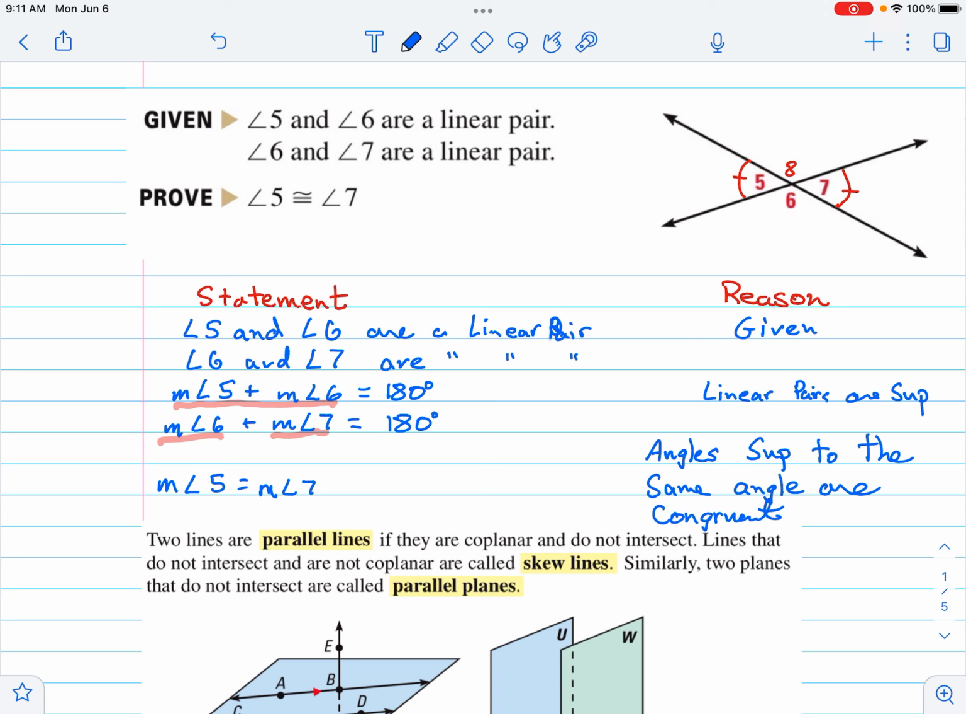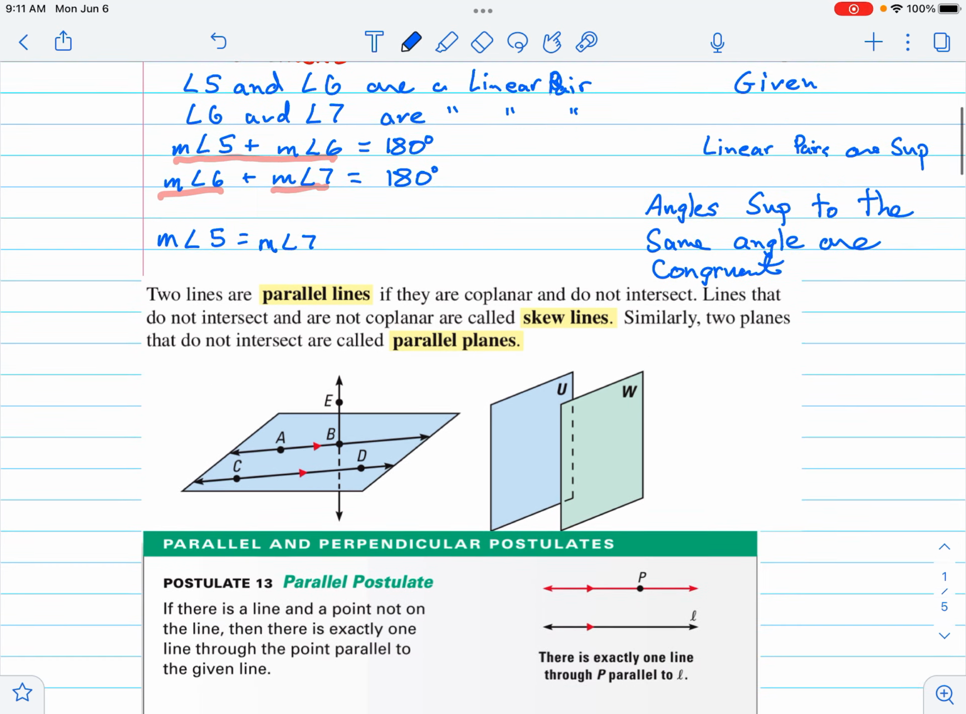I guess we could call that the congruent supplements theorem, but remember that the reason is why that works. So what we found is angle 7 is congruent to angle 5. While we're at it, by the same proof, we could say angle 8 is congruent to angle 6. So you see here that these vertical angles are congruent. Now, let's go on.